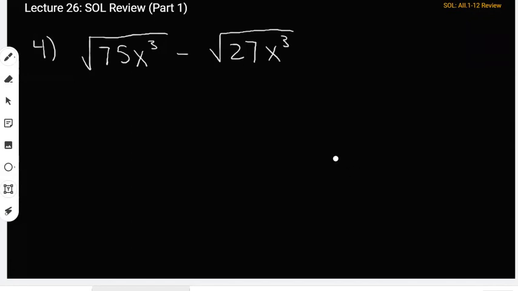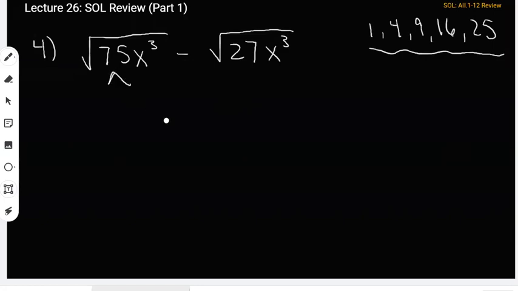For this one, I have square roots, which means whatever number I have, in this case a 75, I need to break that down into perfect squares. So what are my perfect squares going to be? 1, 4, 9, 16. Those are the obvious ones, but you also have 25. These are all perfect squares, and we're going to be using these to help solve the problem. What can I break up 75 into? I can break up 75 into 3 times 25. And for the 27, 9 is going to be the perfect square. So 27 is 3 times 9. We're going to be using these two numbers to help us with this.